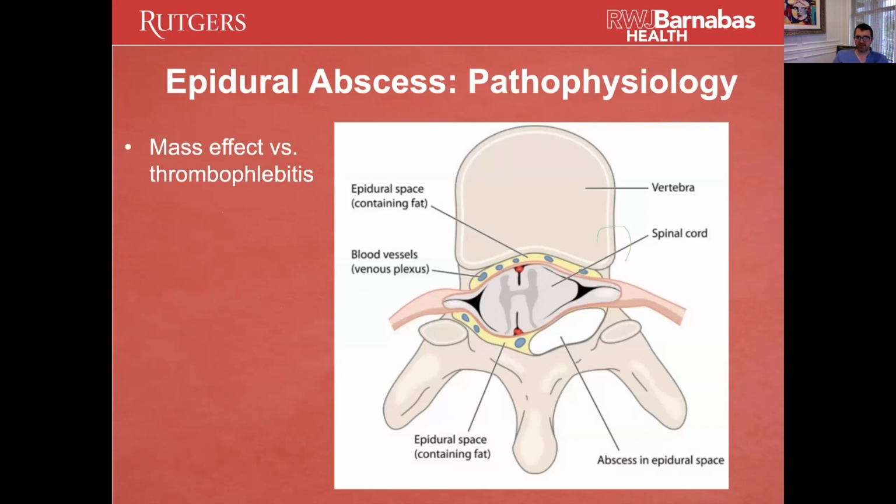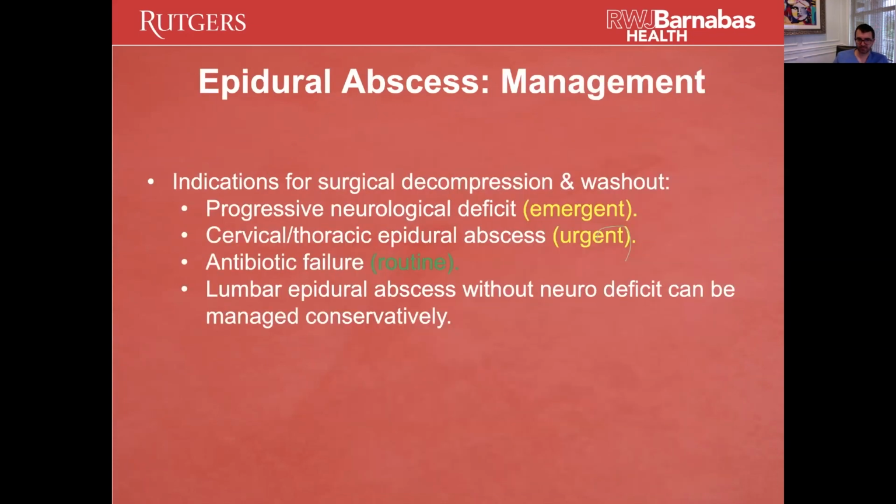So again, these are the two ways that you get problems. One is direct mass effect and pressure on the neural elements. Two is irritation of the blood vessels and the venous plexus in the epidural space. That irritation can cause a thrombophlebitis, which can cause blood clots, which can cause infarcts of the spinal cord. That in turn can cause some pretty devastating problems.